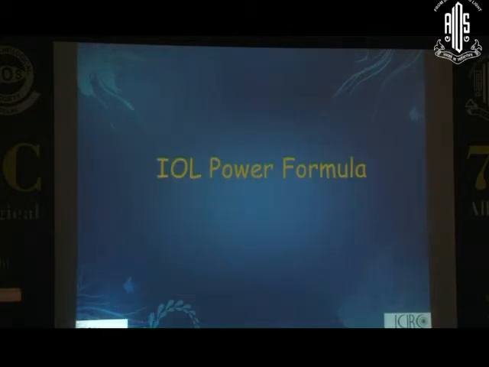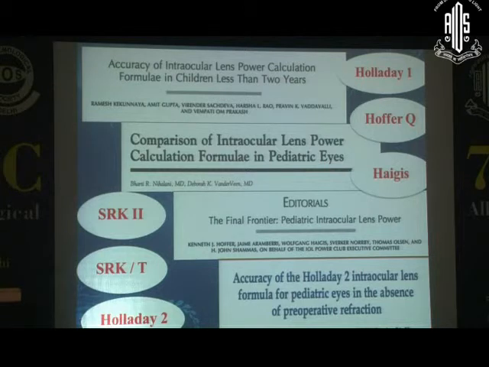Now the other question, which IOL power formula should be used? We have several options as in adult eye, whether we can use Holladay 1, Holladay 2, Hoffer Q and so on. But the important question is whether we should use only the adult formula. These are specifically designed for adult eye. They are not very accurate in young eyes. But ultimately, these young eyes will grow in proportion to the adult eye. So it is better to use the adult formula rather than a specifically designed pediatric formula.